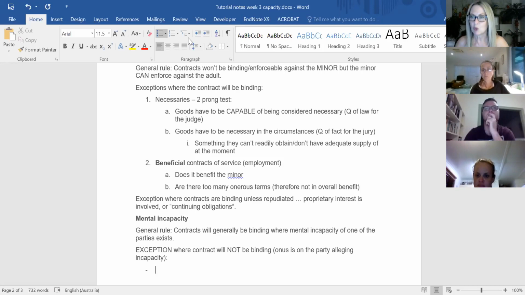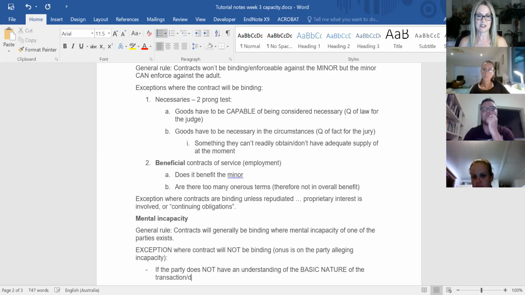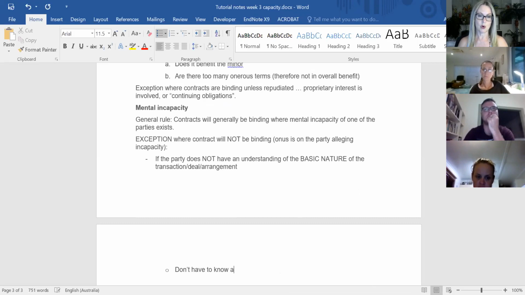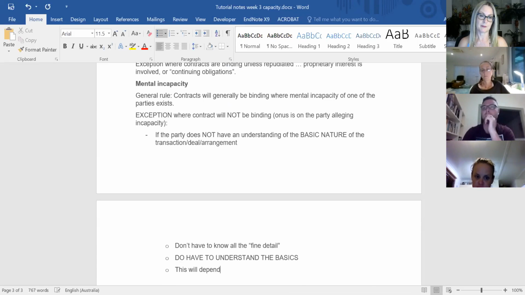Complexity does, actually, yes, Amy Lee, complexity does come into play. They need to be aware of basic terms. Yes, Steph. So the contract will not be binding if the party does not have an understanding of the basic nature of the transaction, deal, arrangement. So you don't have to know all the fine detail, but you do have to understand the basics. Now, as Amy Lee said, this will depend to some extent on just how complex the deal is.